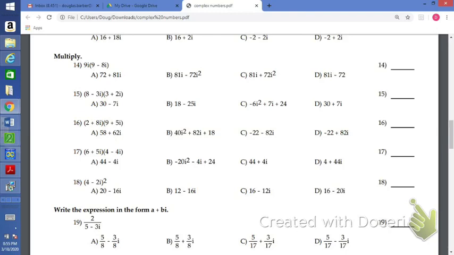Okay, next set of examples. We're going to hit on multiplying complex numbers here. So let's do some examples.